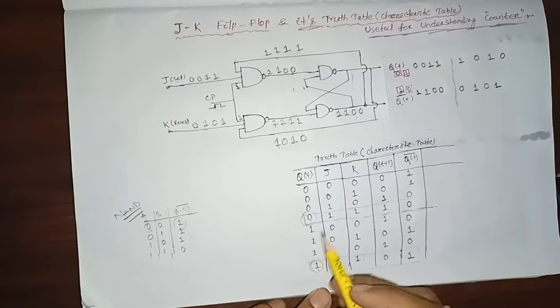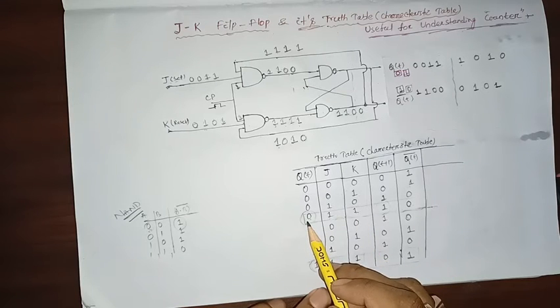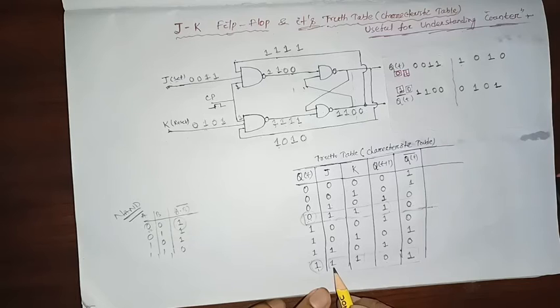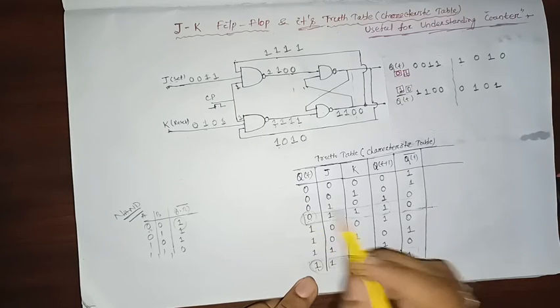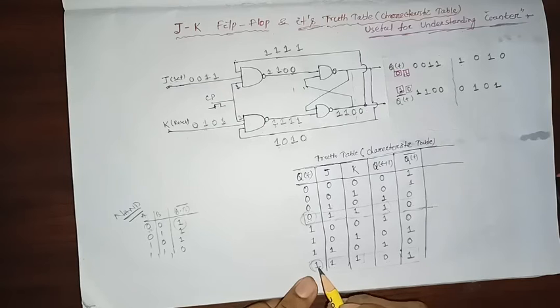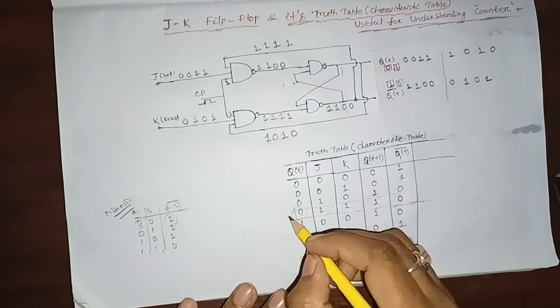Okay, here you can see j value 1, k value 1, initial state is 0, then output will be 1. If j value we are going to consider 1 1 and initial state is 1, then it will be converted to 0. That means it is converted to its complementary. If 1 initial state is there, then it is converted to its complementary 0. Okay, you just remember these two.